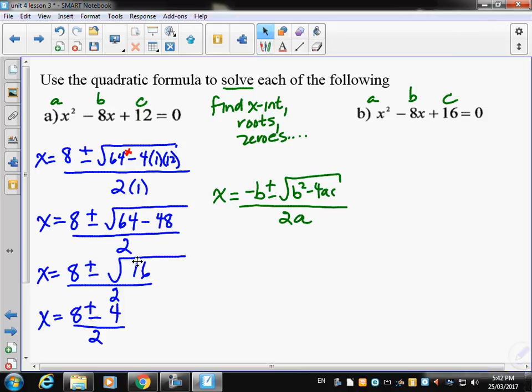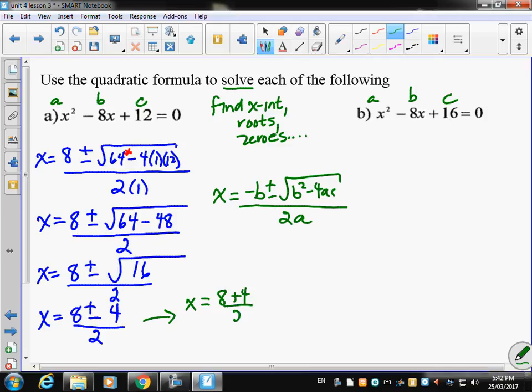Okay. We don't always have to write all of these lines, but you do need to be able to do it correctly, so it never hurts. From this right here, I can write my 2 possible answers. X equals (8 add 4) over 2, or x equals (8 subtract 4) over 2.